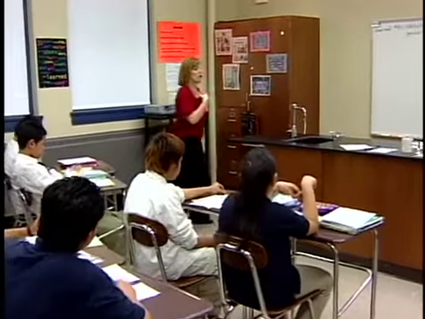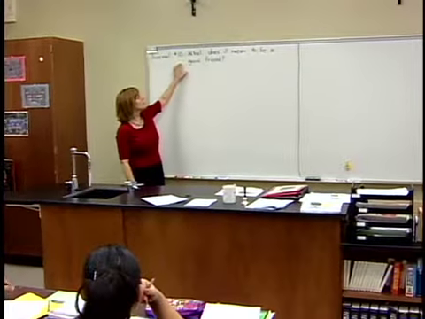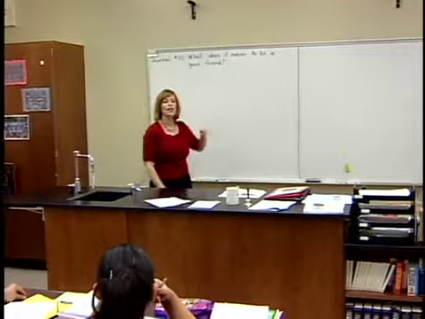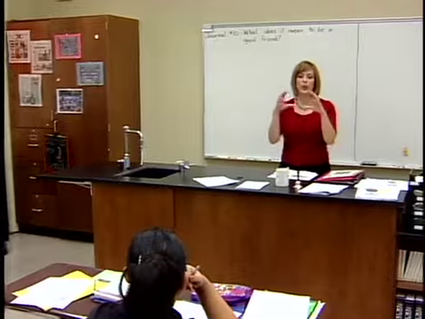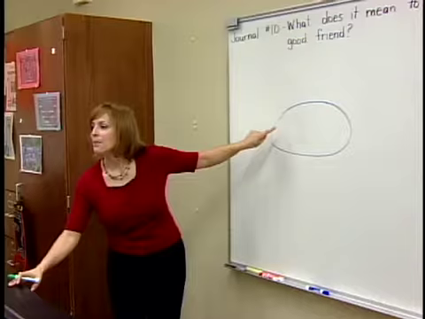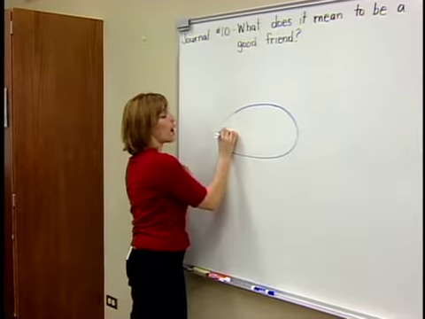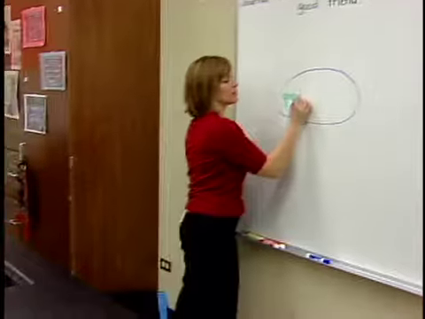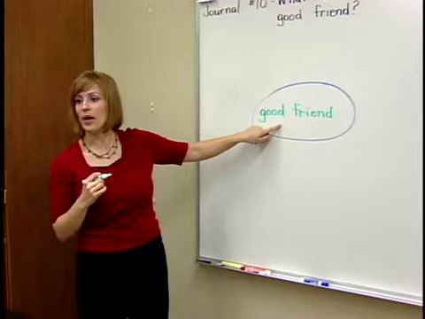We want to make sure that when we are writing to explain this journal prompt, what does it mean to be a good friend? The first thing that we want to do is take all of our ideas and put them into a web. What do I put in the middle of the web? Good friend. Why? Because good friend is important in the question. The topic, or the main idea of the question, is good friend. So I am going to put that in the middle of my web.